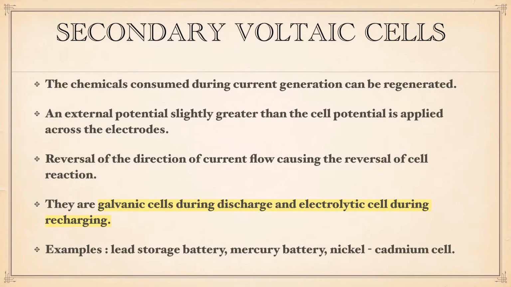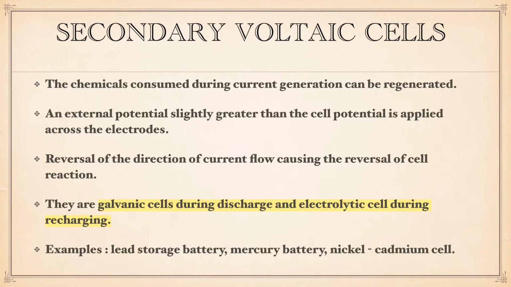Next, the secondary voltaic cell. To understand this, the chemicals consumed during current generation can be regenerated here. To do that, an external potential slightly greater than the cell potential is applied across the electrodes. Once that is done, what will happen? The direction of current flow is reversed. We are reversing the direction of the current flow, which causes the reversal of the cell reaction. That means we are recharging the cell.